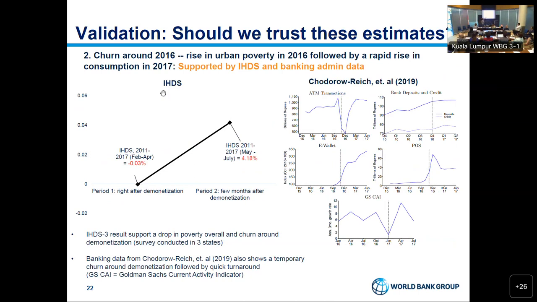Then Chodorov and co-authors looked at telecoms data. So there's quite a lot of data, even though the official survey data, the official estimate of poverty, is not available. There are lots of other data sources that in and of themselves take estimation and give you a good picture.